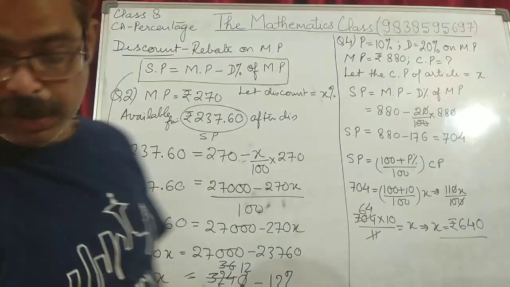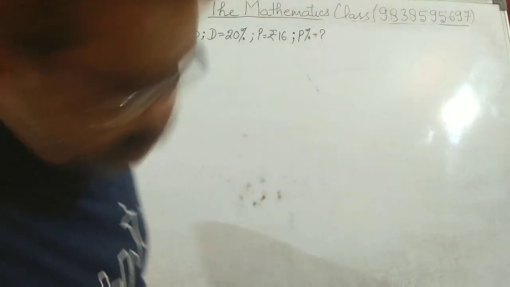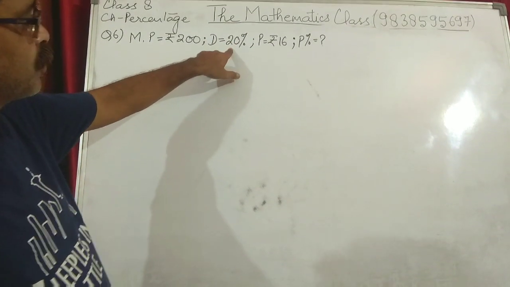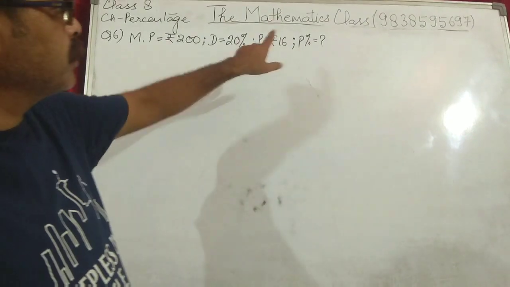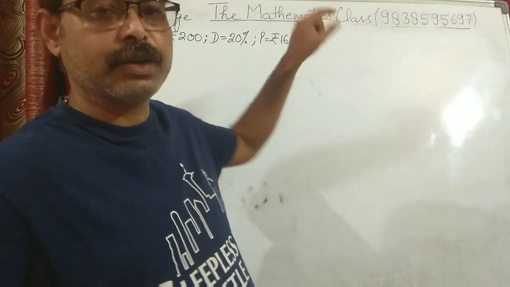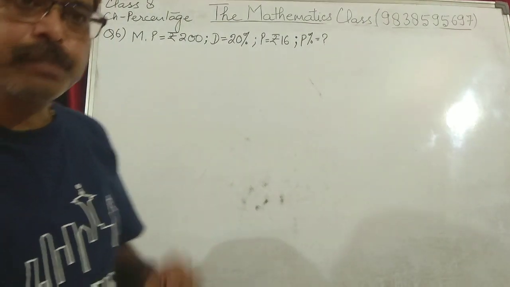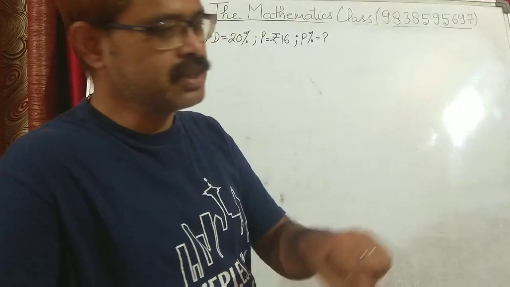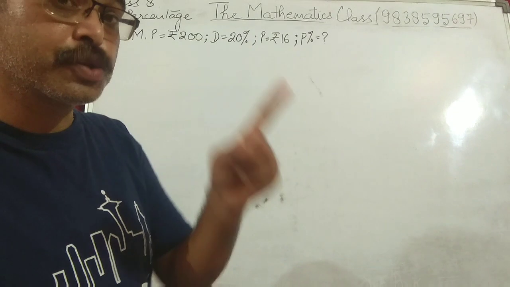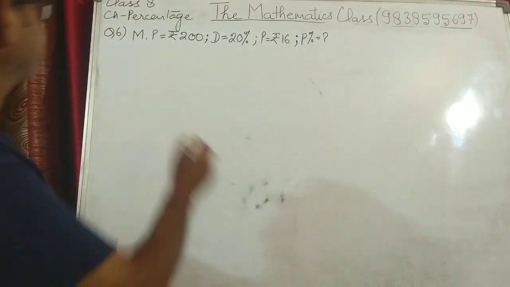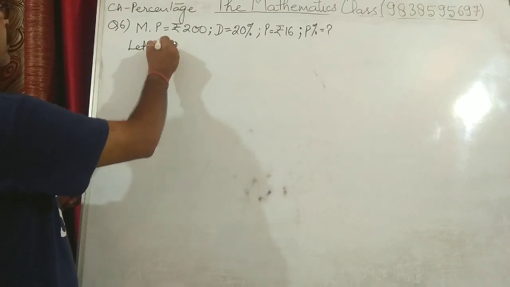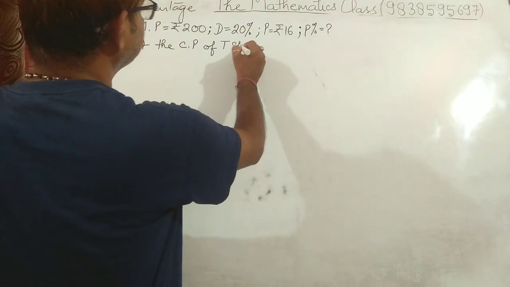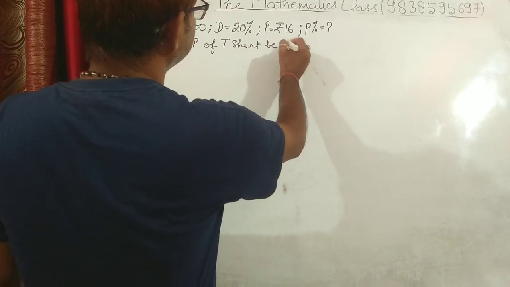Now we move on to question number 6. The mark price of a t-shirt is rupees 200. The shopkeeper allows a discount of 20 rupees and still he earns a profit of rupees 16. You have to find out the profit percent. We know that profit or loss percent are always calculated on cost price. It means we have to calculate the cost price first, which is hidden. So first of all we will assume, let the cost price of the t-shirt be rupees X.